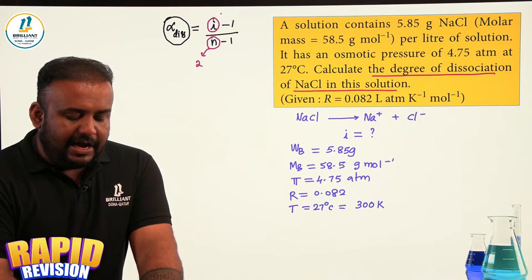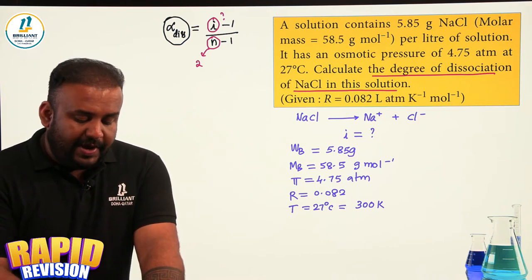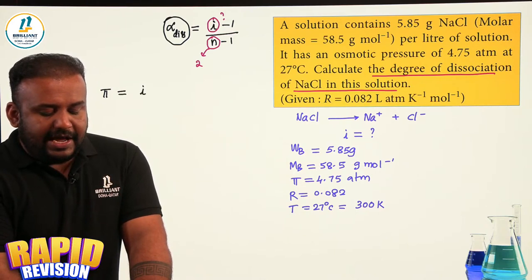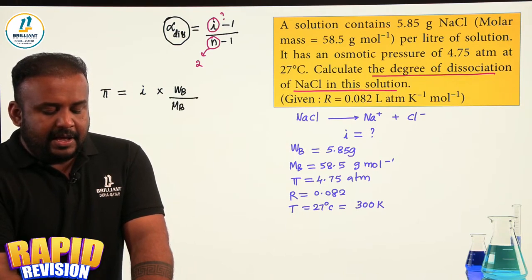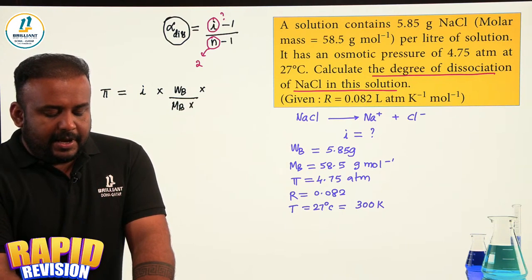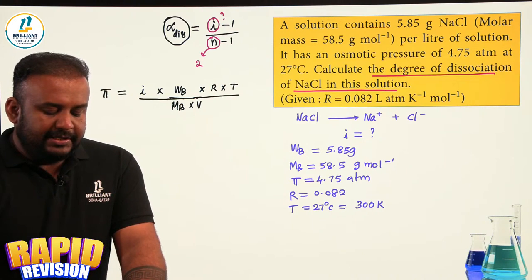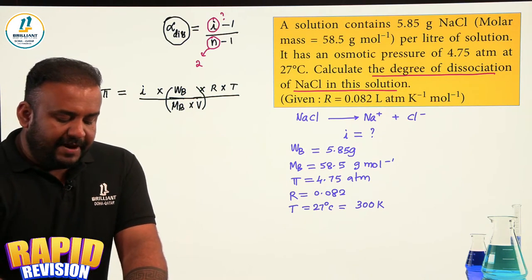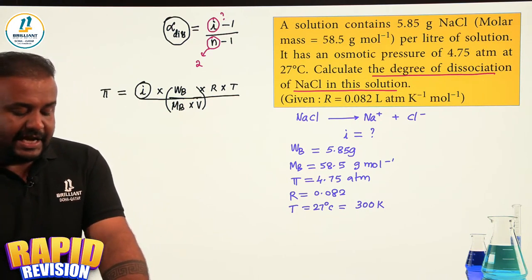But about i I have no idea. It is not given. But we can find i. How? How can we find i? You know the osmotic pressure expression, if you all recollect, it is equal to i into CRT. What is CRT? WB by MB into V into R into T. Correct? C means concentration, number of moles per liter, into R into T. From this, I can find out what is i. Yes or no? From this, I can find out what is i.